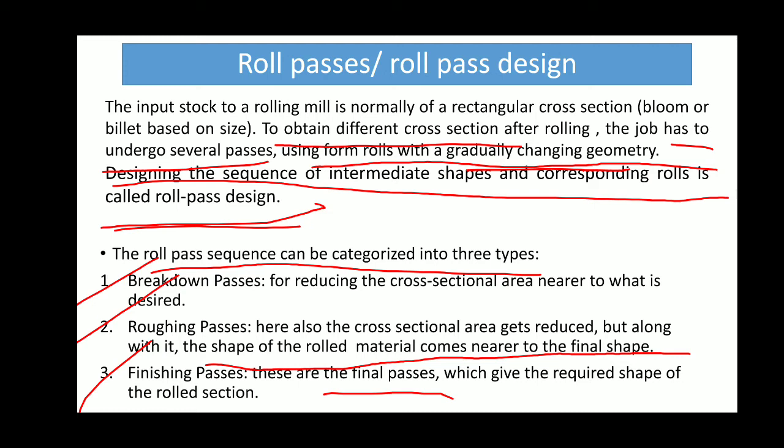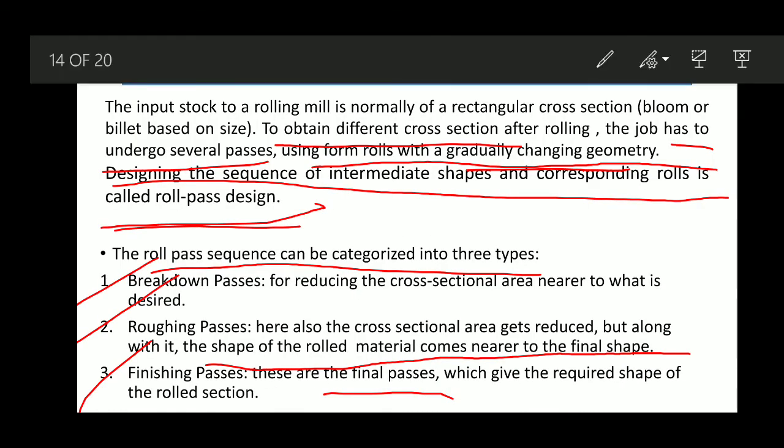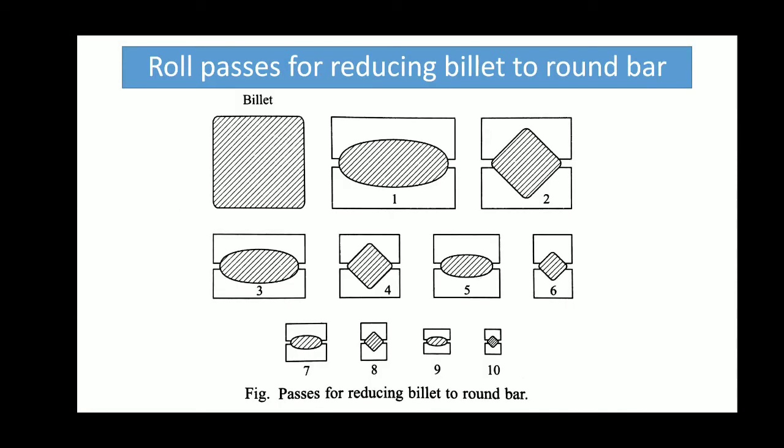So this is basically about the 3 main passes. Under these 3 main passes, there may be multiple roughing passes and subsequent passes, but these are the 3 categories. This set of figures represents the different passes which are required for reducing a billet to a round bar.